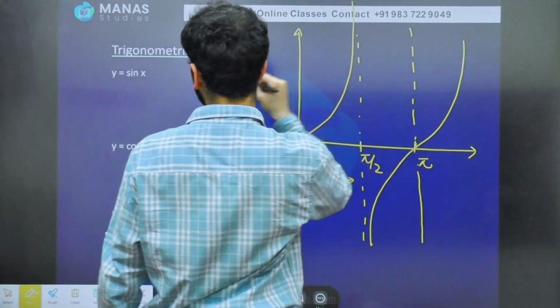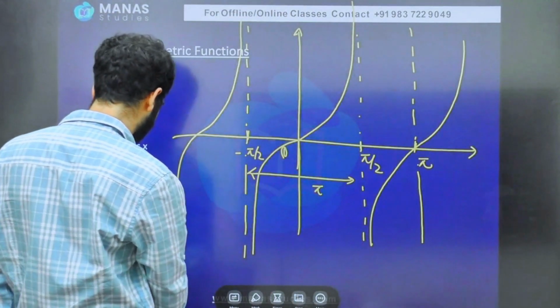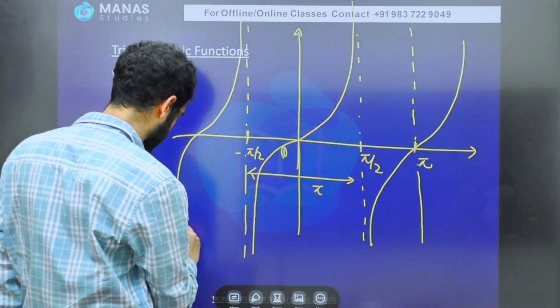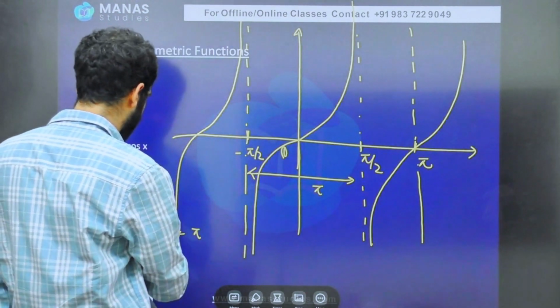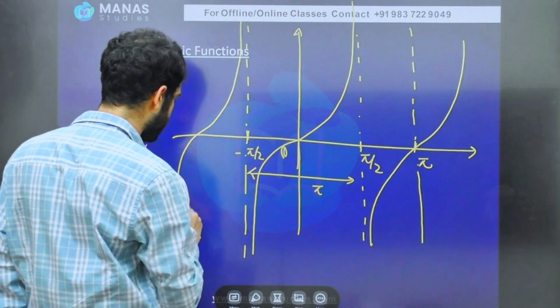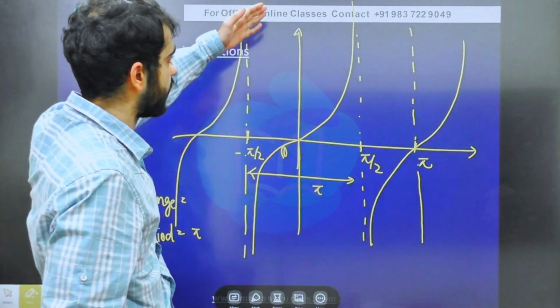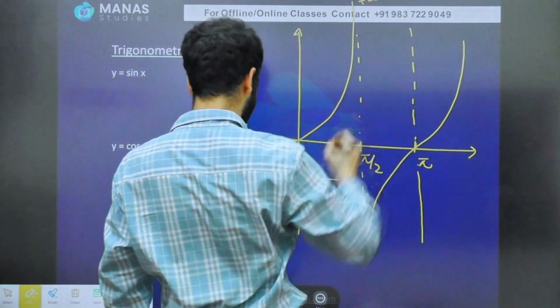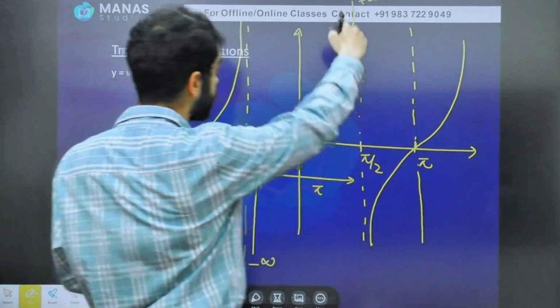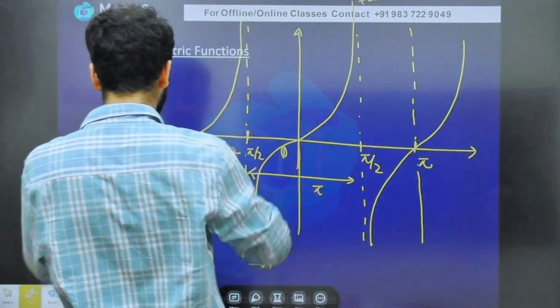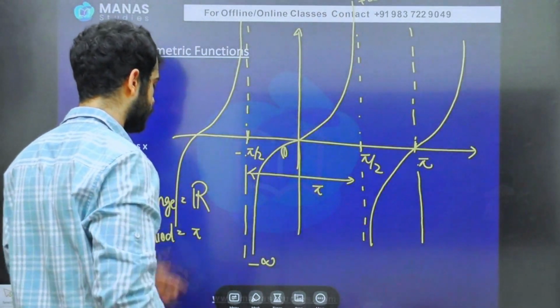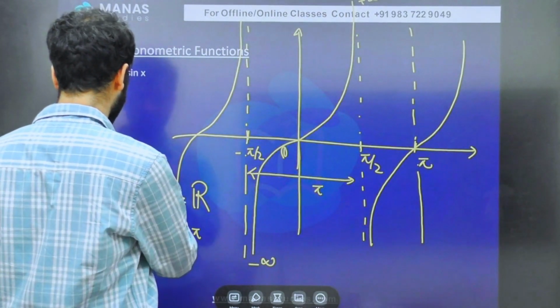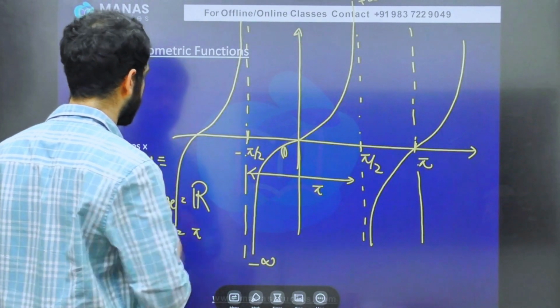As you can see, the graph repeats itself after an interval of pi. So the period in this case for tan will be pi. Range, that is the values on the y-axis which will be obtained, are approaching positive infinity, approaching negative infinity. So we can see that range would comprise all the values in the set of real numbers. Now the tricky part is the domain.